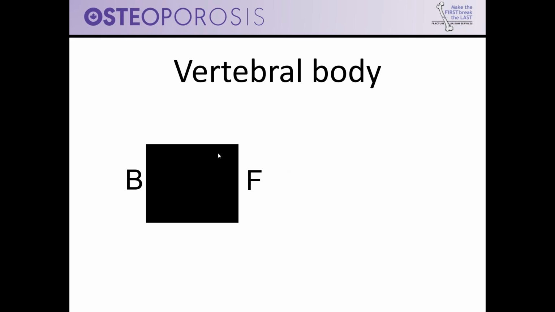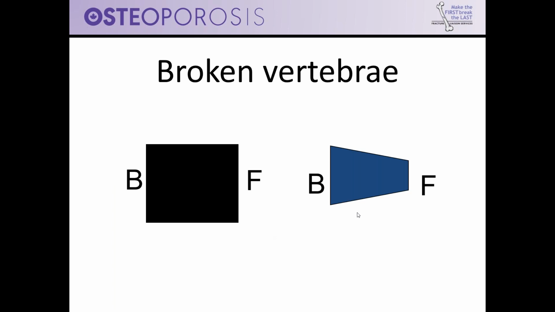So this is my very simple depiction of a vertebral body. They're typically square in shape, and you're seeing them from side to side here. So this is the front, and this is the back. And when these bones fail, they collapse down. And as you can see, because most of your weight is in the front, they tend to collapse a little bit more in the front than in the back. We call that a wedge compression fracture.